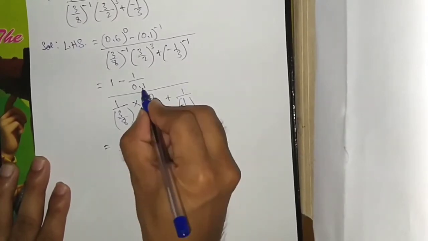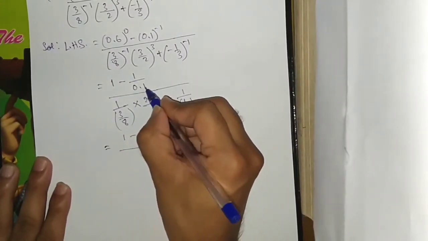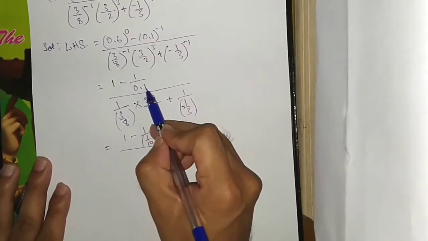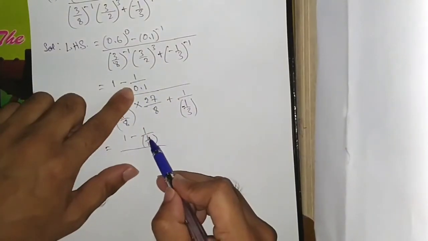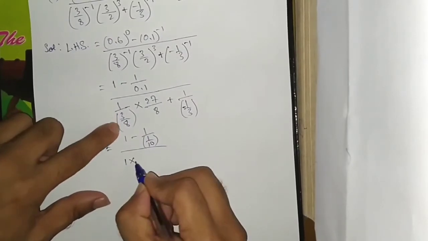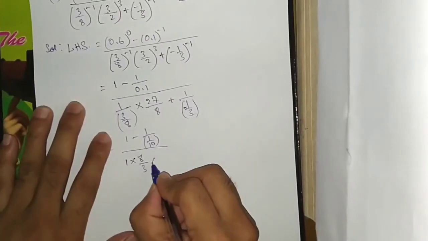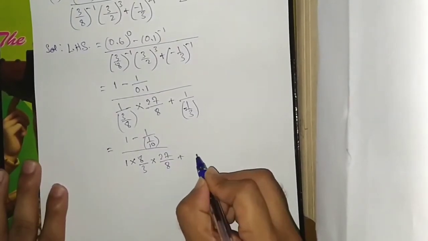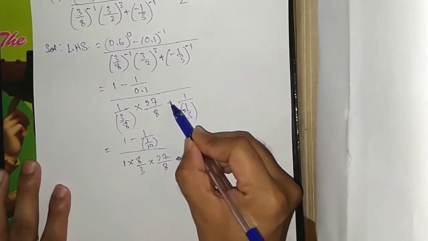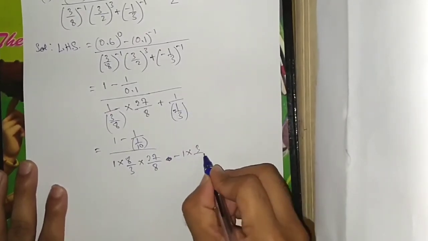And this is equal to 1 minus, 0.1 is 1 by 10, so 1 divided by 1 by 10. Divided by, 1 by 3 by 8 is the reciprocal, so 1 into 8 by 3, into 27 by 8. Positive by negative is negative, so plus into minus is minus. Then 1 by minus 1 by 3 is the reciprocal, so 3 by 1.